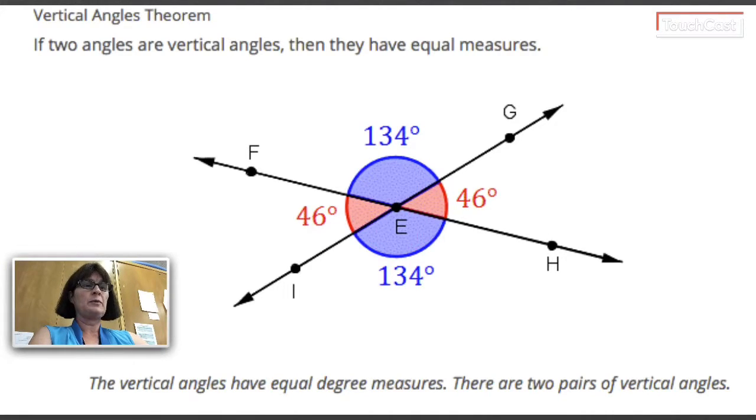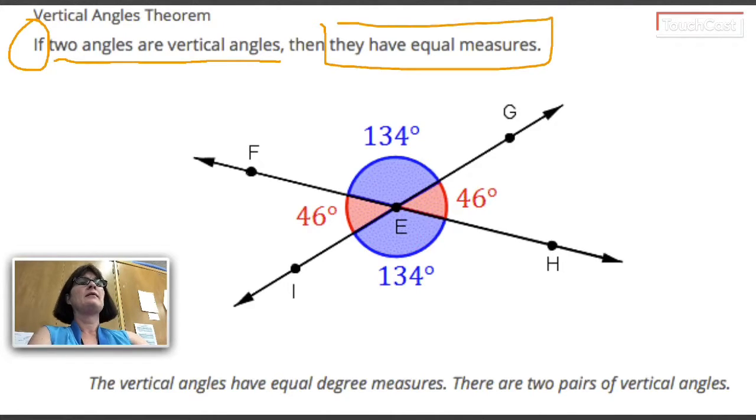So a key part of a theorem is that it contains a hypothesis. A hypothesis is the part typically that comes after the word if. So here the hypothesis is two angles are vertical angles. And the conclusion is the part that comes after the then. They have equal measures.